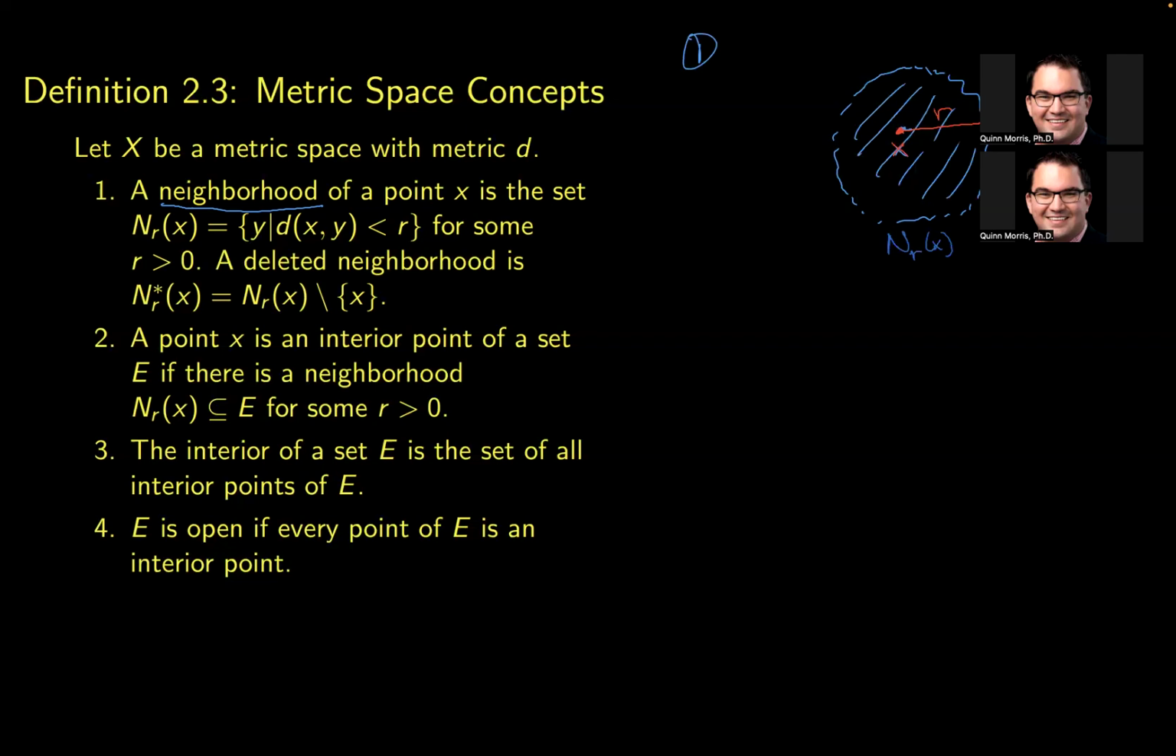A deleted neighborhood is just that neighborhood, but take out the point x. So the deleted neighborhood is all the points in the neighborhood that aren't x. That's sometimes just a helpful way to refer to it, if we want to exclude x and just talk about the points near x. In a lot of ways, you should think of the mathematical word neighborhood in the same way you think about the plain English word neighborhood, right? And there's some radius. You may sometimes talk about your neighborhood and mean the block of houses that you live on.